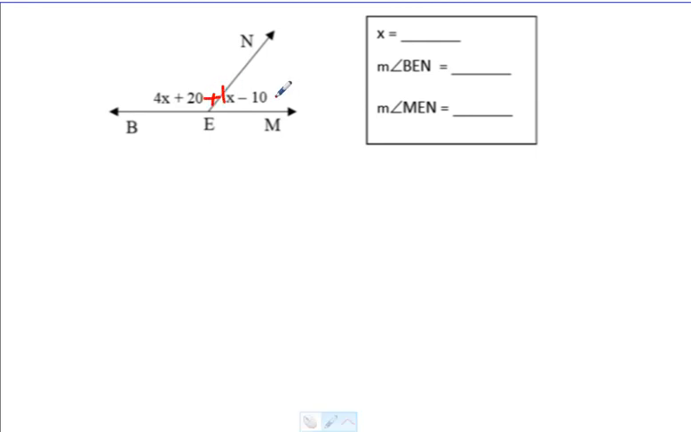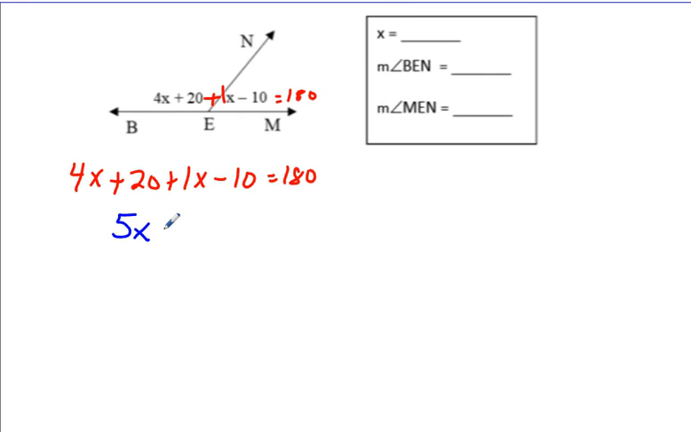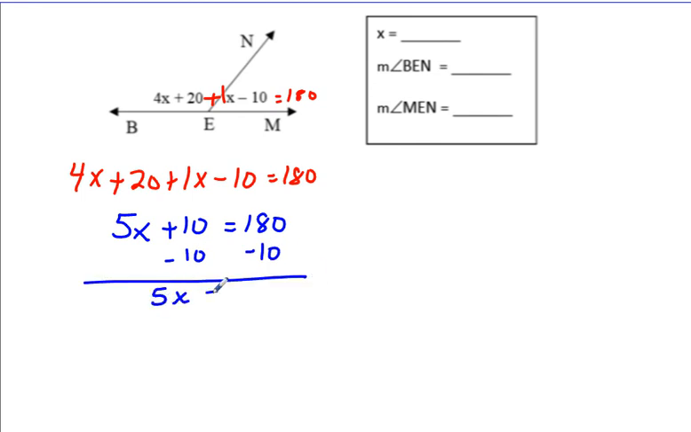I'm going to put a 1x here. So if we wanted to write it out, we could say 4x plus 20 plus 1x minus 10 equals 180. So we have 4x plus 1x, which is 5x. 20 minus 10 is 10, equals 180. So now we know that x is 34, so we can determine the measure of angle BEN, B-E-N.